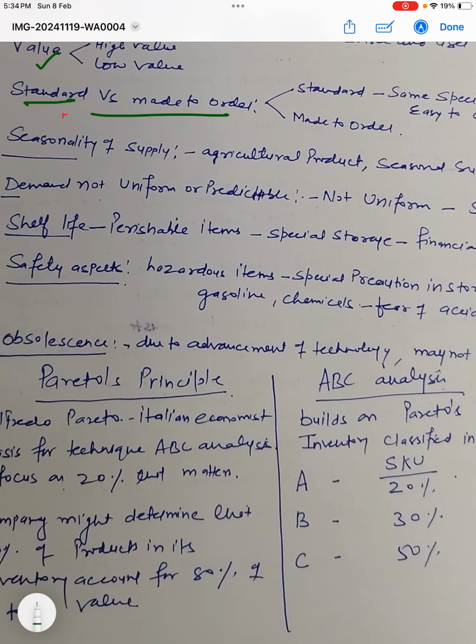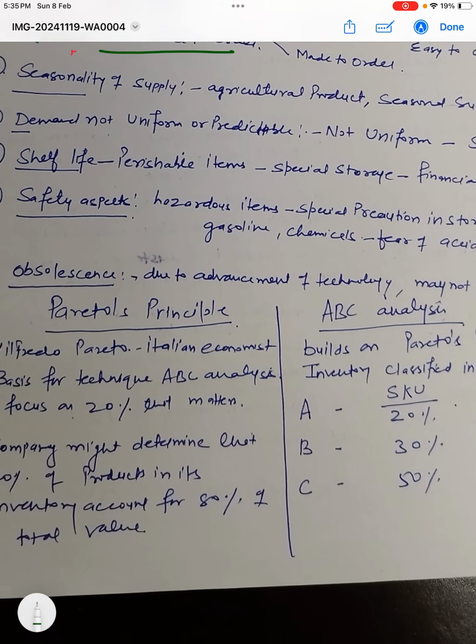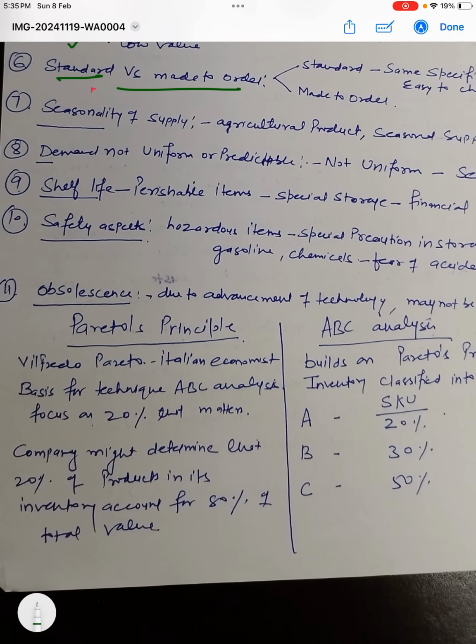Obsolescence: if the product is of such a nature that it easily gets obsolete, maybe due to better advancement of technology, in that case you can't keep more inventory of that; you need to keep limited inventory. Now there are two laws related to inventory control. One is the Pareto principle, the other is ABC analysis.